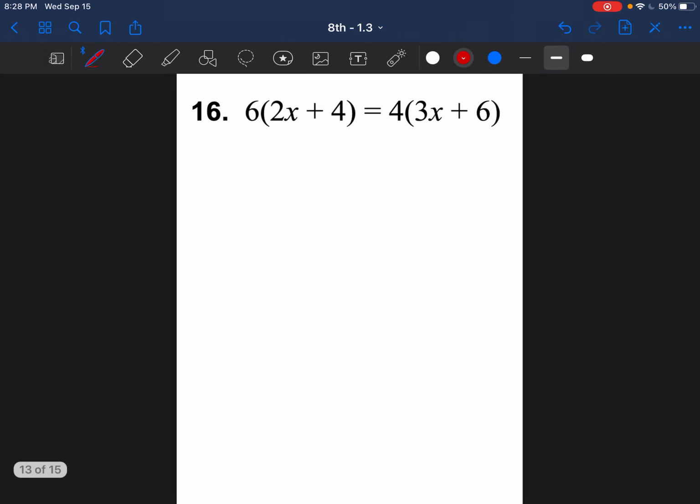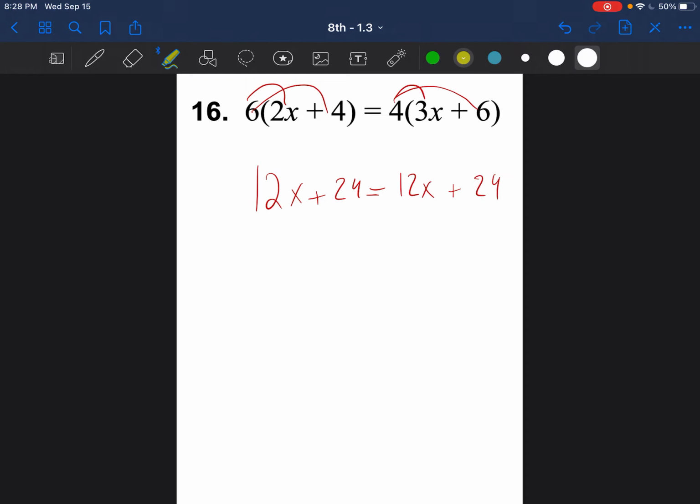All right, let's do 2 more. Let's check it out. We have 6 times 2x, that'll give you 12x. 6 times 4, which gives you 24. By the way, guys, I know I'm moving quite fast, but make sure you are pressing pause, trying to solve these questions on your own, and then we will move forward together. All right, 4 times 3x is 12x. 4 times 6 is 24.